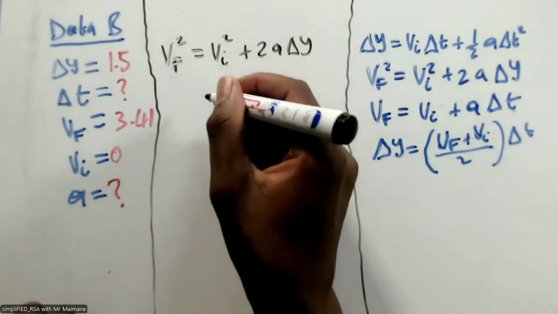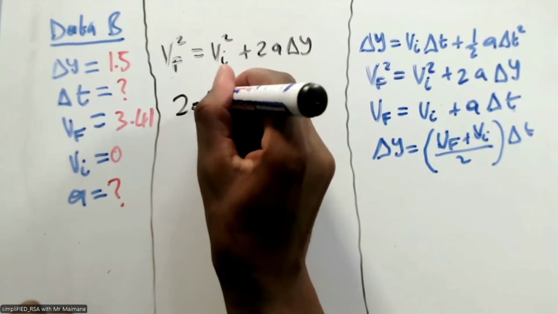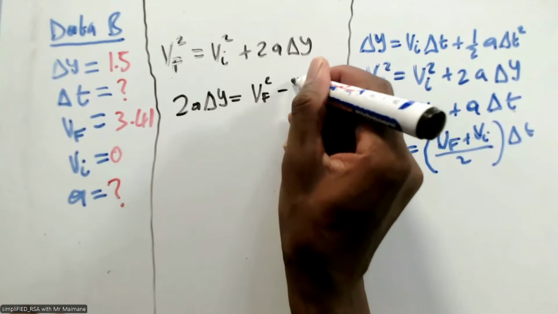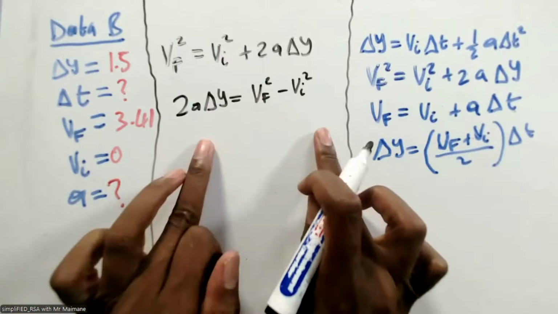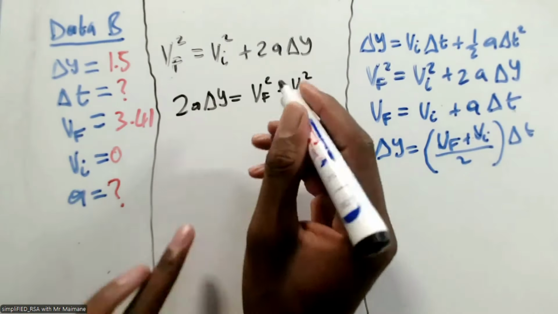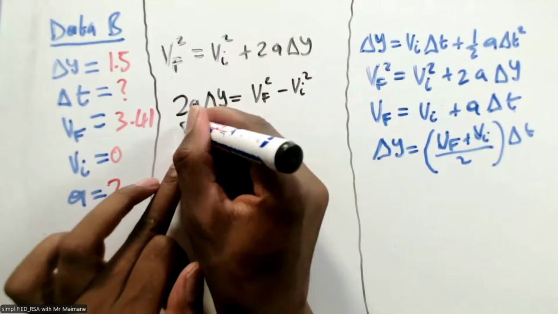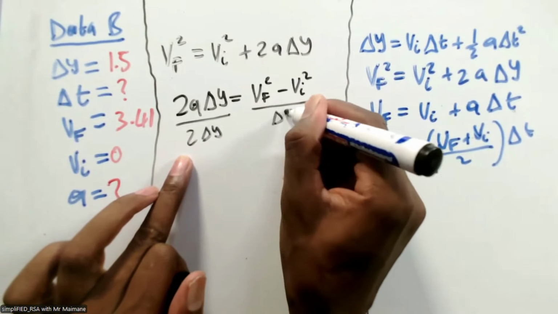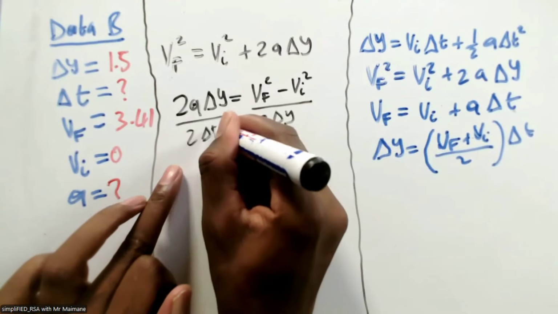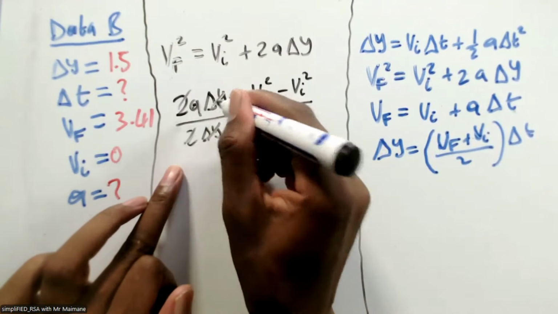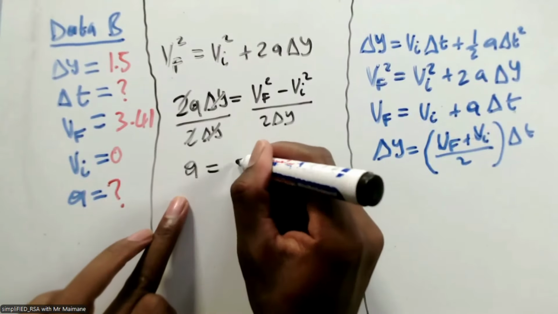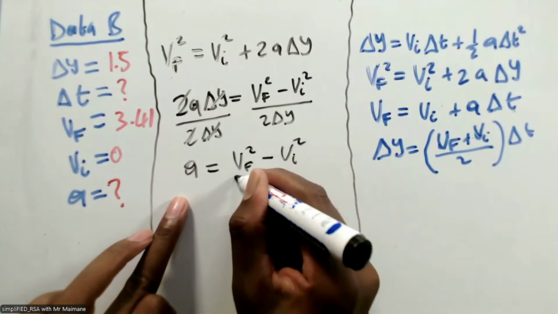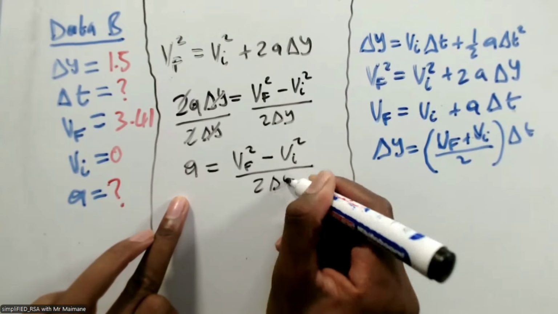So now, this is the same as 2a change in y equals vf squared minus vi squared, if I put it like this. Therefore, to get the acceleration, I can divide by 2 change in y both sides of the equation because it's just the maths. And then the 2 will cancel the 2, the change in y will cancel the change in y, such that acceleration is going to be vf squared minus vi squared all over 2 change in y.